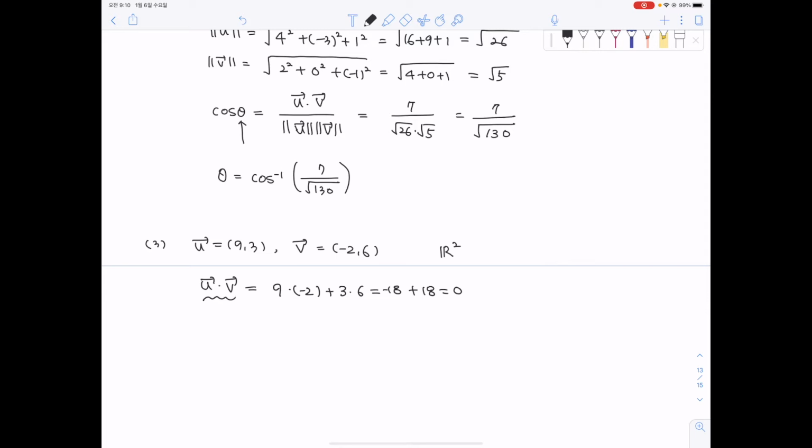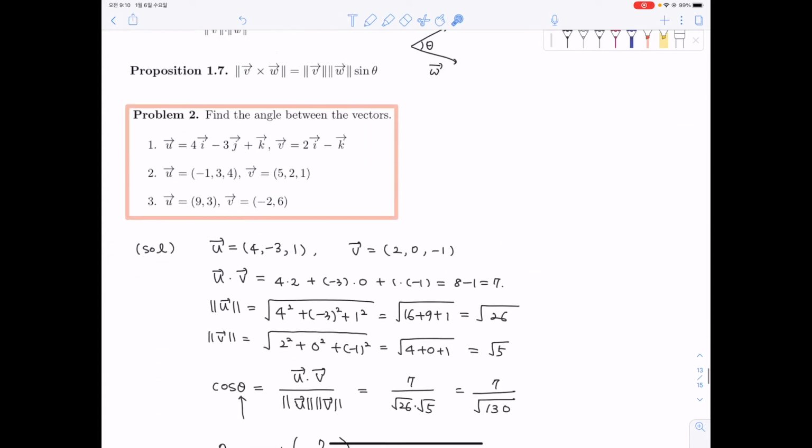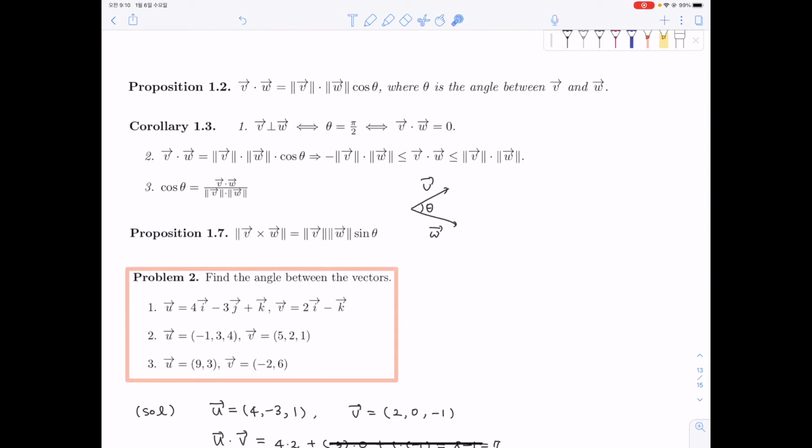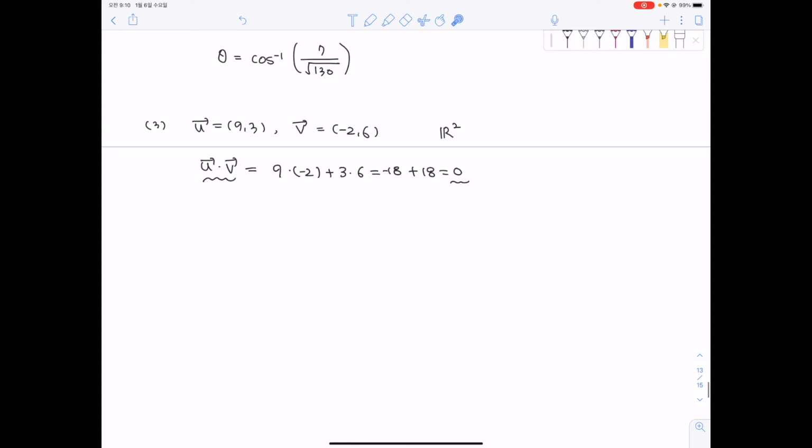You know that it is important, because if the dot product is 0, we know an important property here. If the dot product is 0, then they are perpendicular. So theta is just pi over 2. You do not need to find some difficult equation. It is just theta is pi over 2. So they are perpendicular.